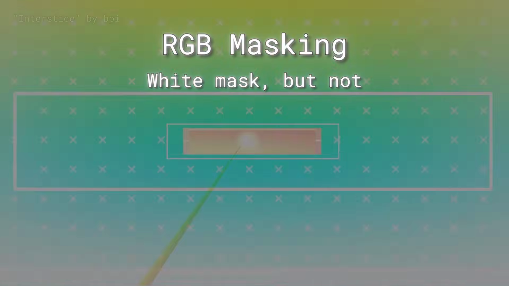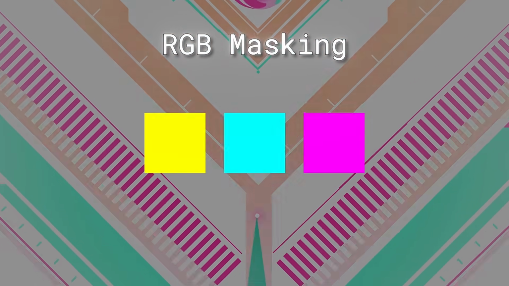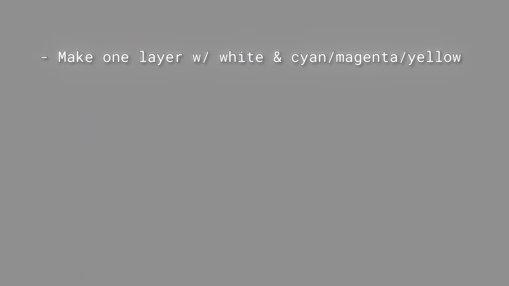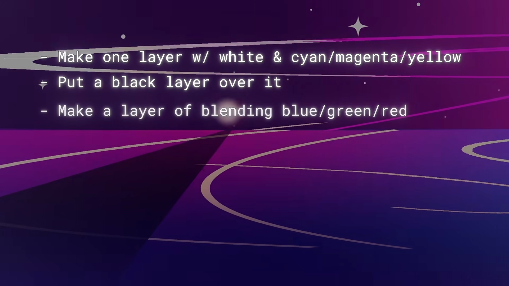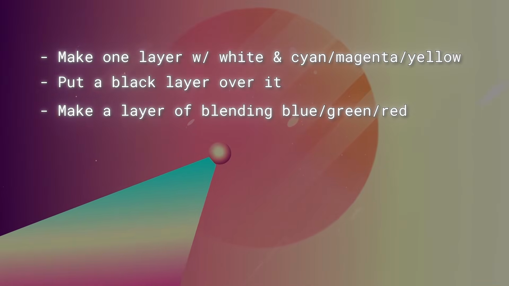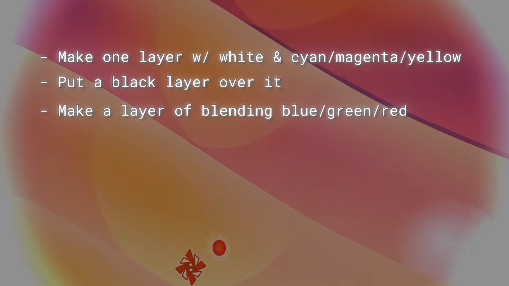These last 2 masks are a bit more complicated. The RGB mask uses a similar idea as the white mask. Since yellow, cyan, and magenta all max out 2 color components, if you add red, green, or blue to them, you won't see any color change. You can make one design that uses white and yellow, put a black layer above it, and create another layer using red or green in that second design, and they'll look completely separate from each other.